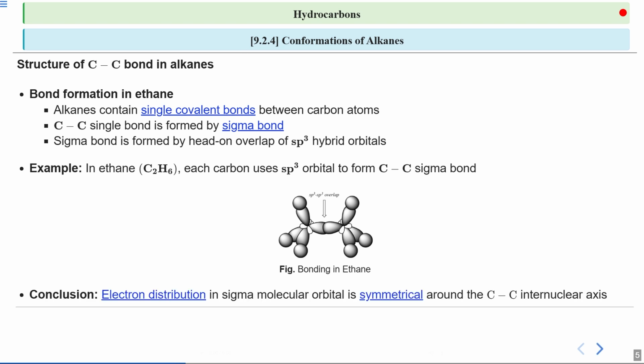Finally, we can conclude that electron distribution in sigma molecular orbital is symmetrical around the carbon-carbon internuclear axis. So this symmetry contributes to the overall stability of the bond in alkanes. You can see here in the diagram as well that the sp3 hybrid orbitals are overlapping in a way so that they can create a symmetrical environment.